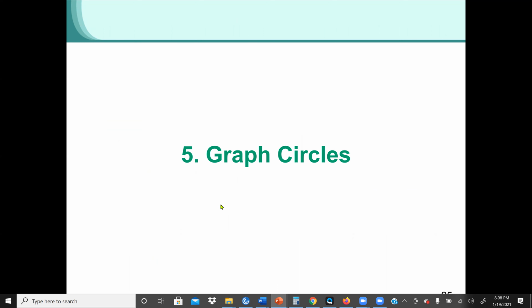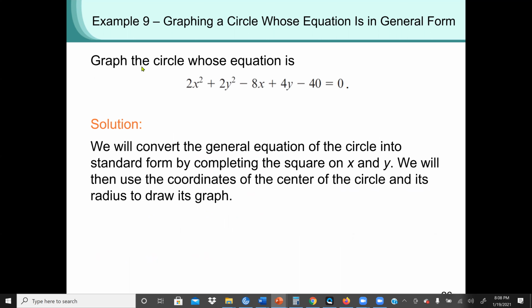So next is how to graph circles. So they say we should graph the circle whose equation is this. First of all, we can see here we have 2x squared plus 2y squared minus 8x plus 4y minus 40 equal to 0. When we want to graph a circle, the first thing we need is the center of the circle. Remember, this is not the same as graphing a straight line or linear, or graphing non-linear lines like a parabola, etc. We are graphing a circle now. So for a circle, we need a center. If I know the center and I know the radius, then I can graph the circle.